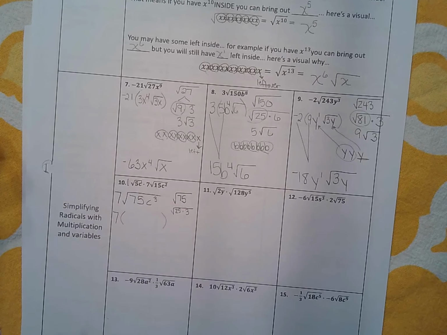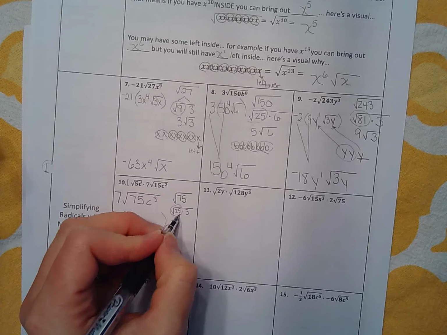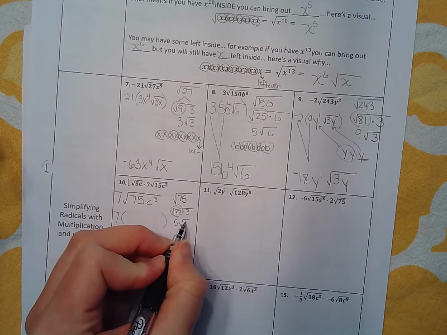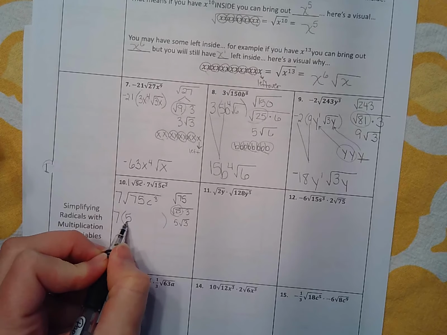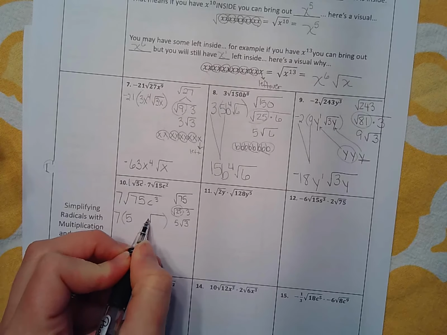Feel free to use a different piece of paper if this is too tight. The square root of 25 is 5. The square root of 3 hangs out. So put a 5 here, leave a space, square root of 3.